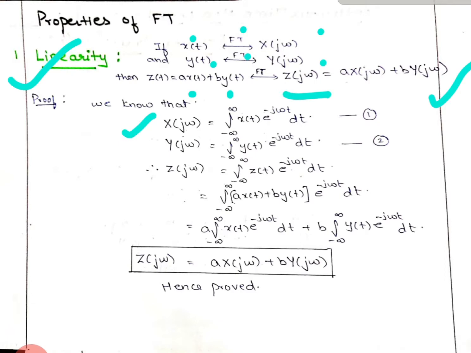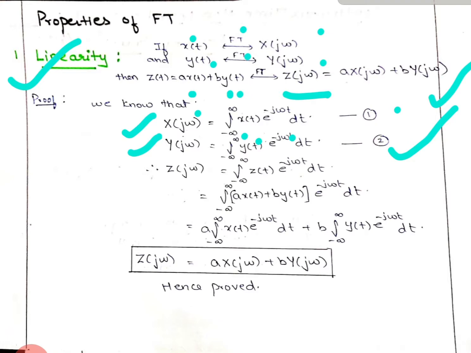So this is the formula, the second equation which I used in the previous slide. The same basic equation: X(jω) is the integral from −∞ to +∞ of x(t) e^(−jωt) dt. Let us take this as equation 1. Now Y(jω) is the integral from −∞ to +∞ of y(t) e^(−jωt) dt. Let us take this as equation 2.